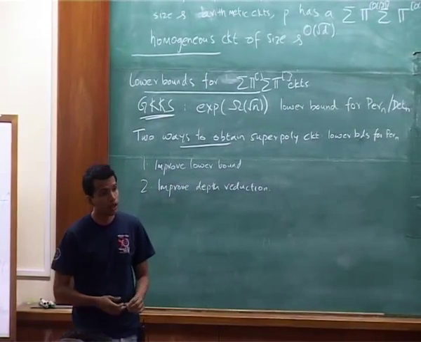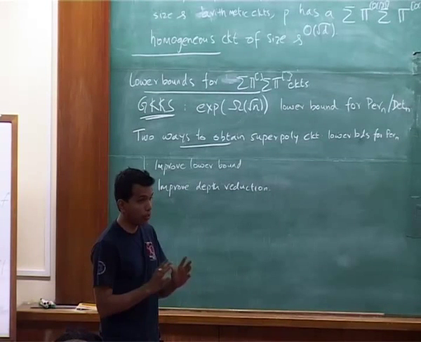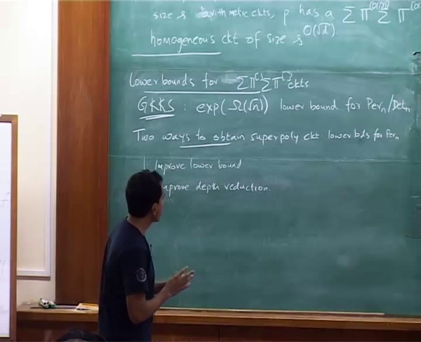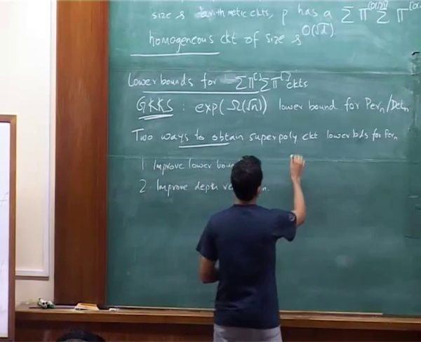Exponential in square root n is already super polynomial. No, but I want to prove super polynomial lower bounds for general arithmetic circuits. So good, yeah, super polynomial.